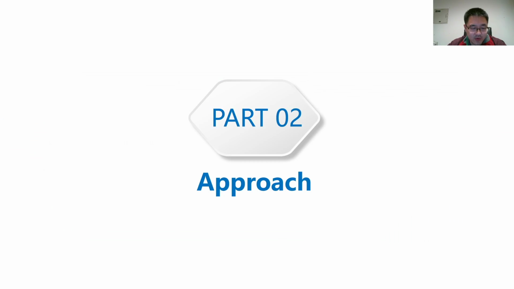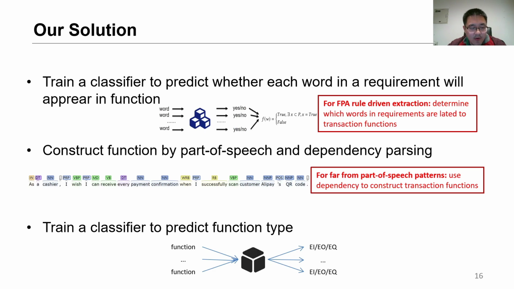Thus, we propose an approach to automate the transaction function extraction. In our approach, we first train a classifier to predict whether each word in requirements will appear in a function. Using the word predictor, it can distinguish which words are related to functions, which can overcome the challenge of FPA rule-driven extraction. Then, we construct functions by part-of-speech parsing and dependency parsing. According to the dependencies, we can overcome the challenge of functions being far from the part-of-speech pattern. Finally, we train a classifier to predict function type.